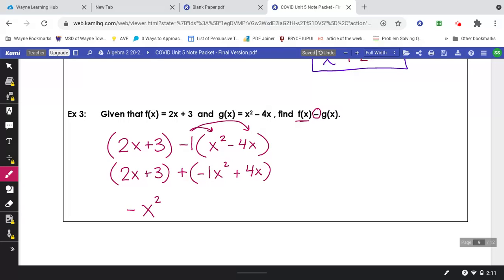Then I'm going to add my 2x together with my 4x, giving me 6x. Then I've got this 3 left over here. There's no other regular numbers, so I just bring that down as a 3. So we set it up, distribute the negative 1, and combine like terms.